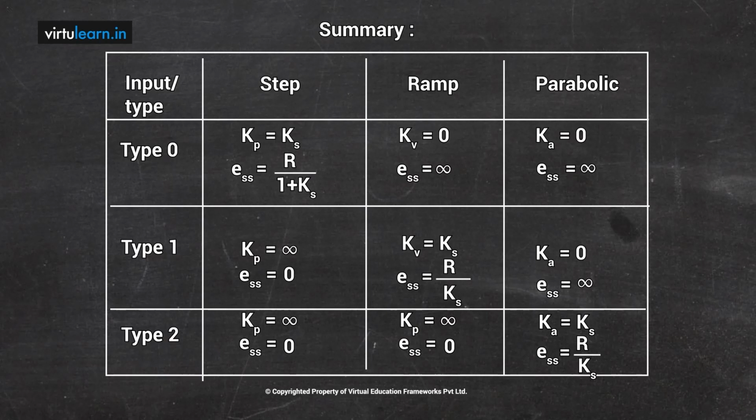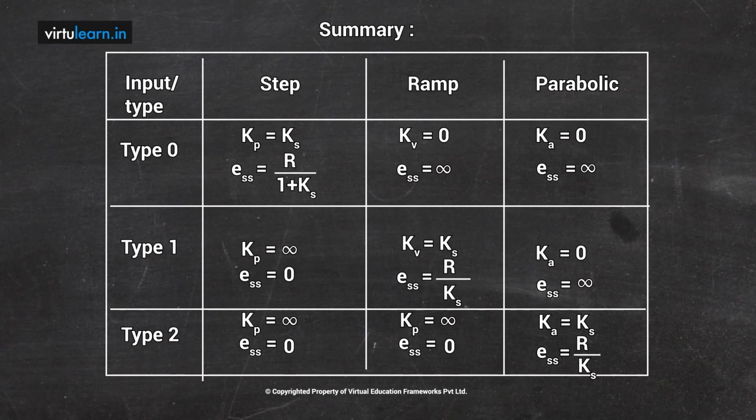Now, type 0 system, step input. The results we have already seen, right? So we want to place the result here. Whenever you apply step input to a type 0 system, there exists a constant Kp. Kp is equal to Ks and the corresponding error is Ess equal to R by 1 plus Ks. Then for the same step input applied to a type 1 system, Kp is equal to infinity, steady state error is 0. And for a type 2 system, again the same thing: Kp is going to be infinity and the steady state error is 0.